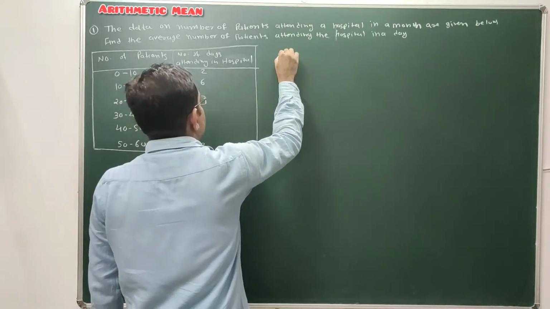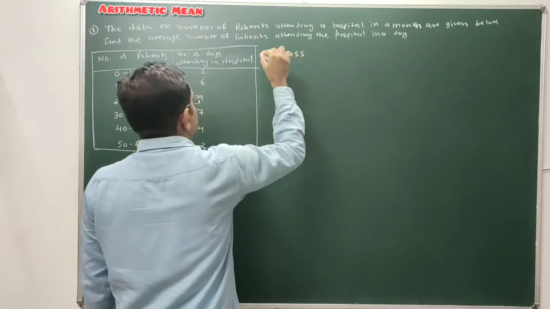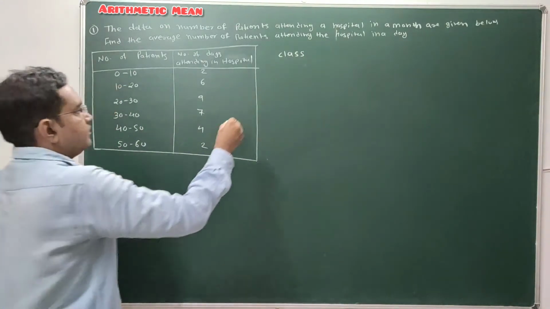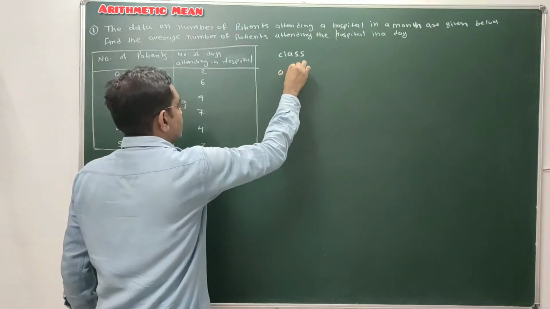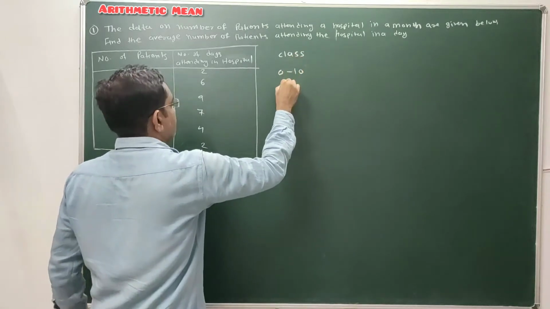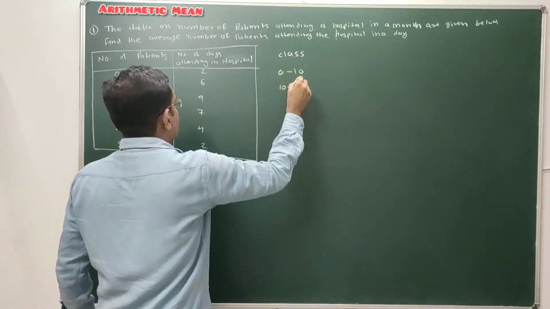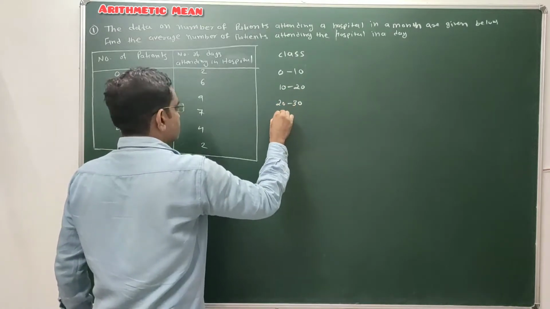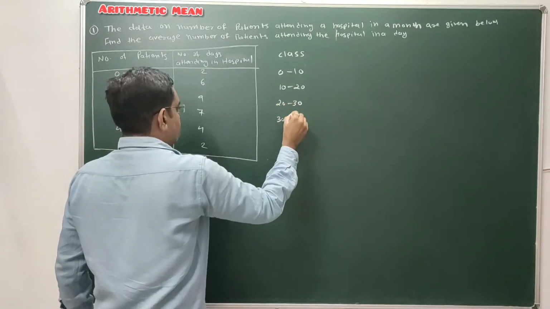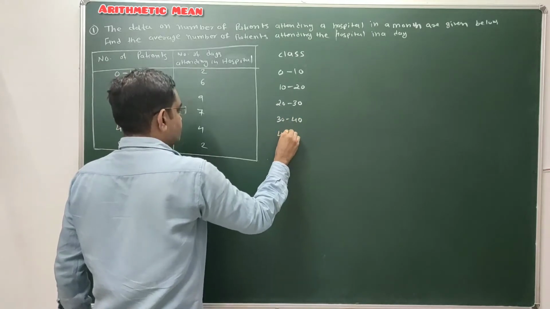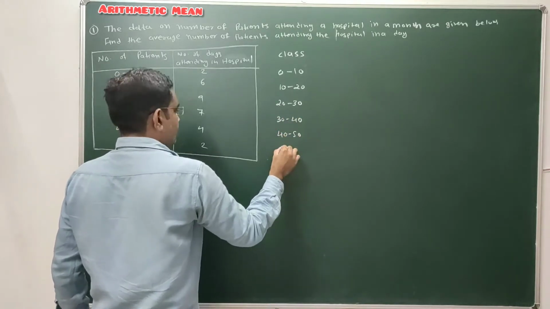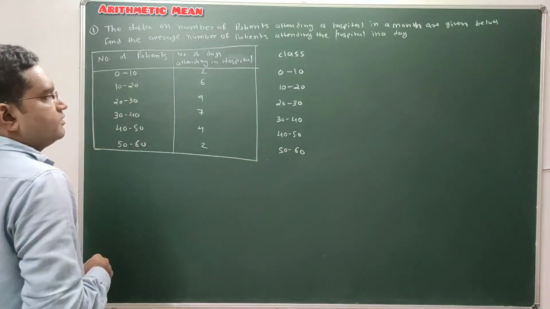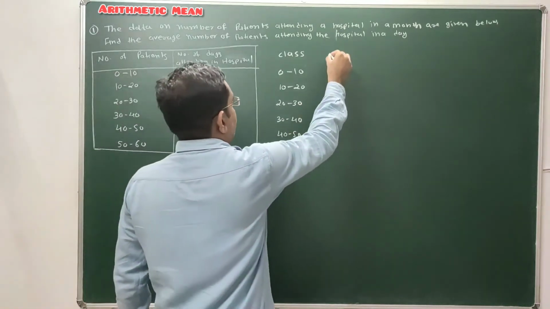First is our class, the number of patients: 0 to 10, 10 to 20, 20 to 30, 30 to 40, 40 to 50 and 50 to 60. This is our class. After class we have to find the class interval.